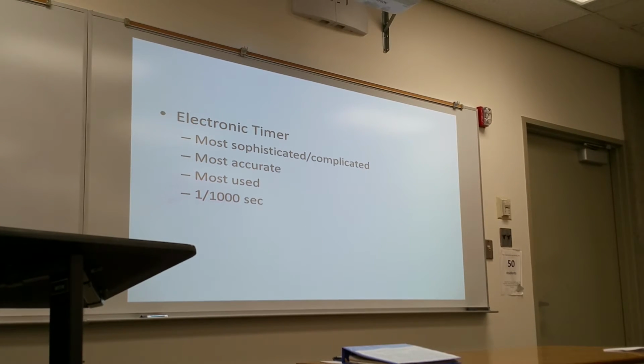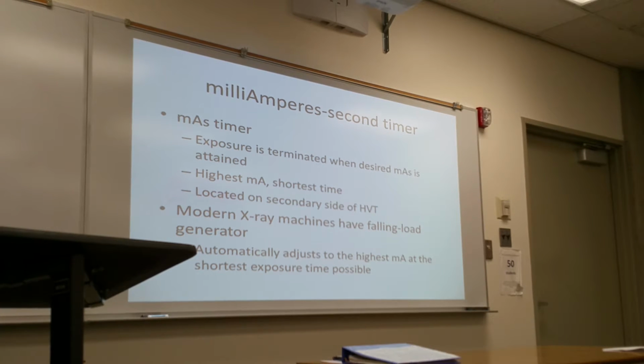A type of electronic timer is the milliampere second timer, or the mAs timer. The mAs timer is an automation. The exposure will stop when the desired mAs has been attained based on your selection. When you select whatever mAs it is, the computer will automatically adjust to the highest mA possible with the shortest exposure time. You don't know what the highest mA is because it's just automation. This mAs timer is generally located on the secondary side of the high voltage transformer, and it varies depending on the company.